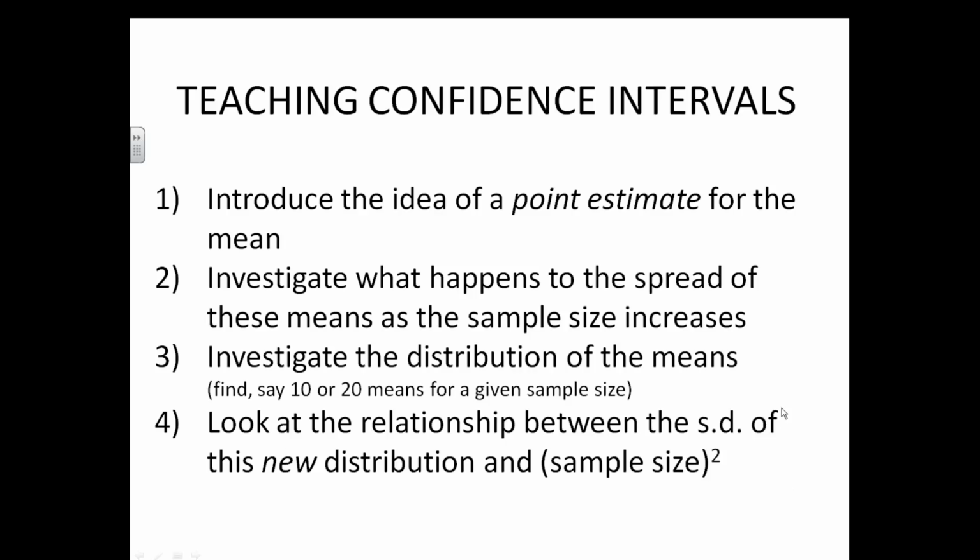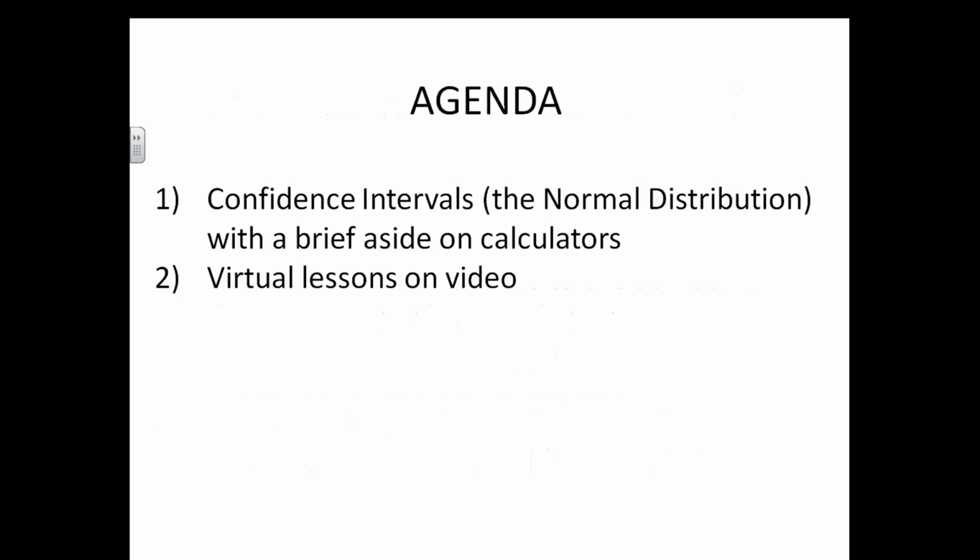I didn't go into a huge amount of detail with this. I went through it. They smiled sweetly, but I'm not sure how much they really understood it. However, they did get the idea that the spread of the mean decreases as the sample gets bigger, so when I started writing sigma over root n, it made some kind of sense. Right, that's confidence intervals.